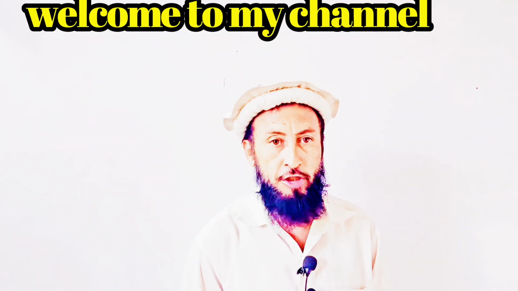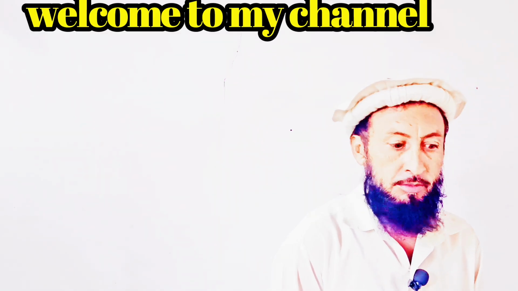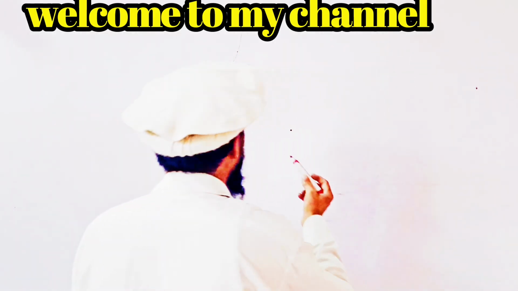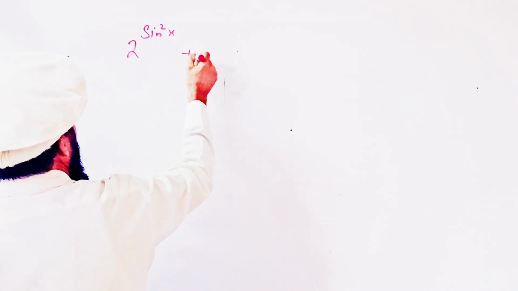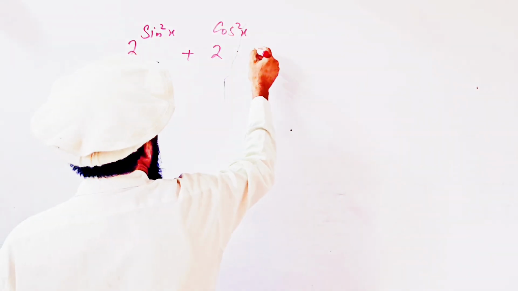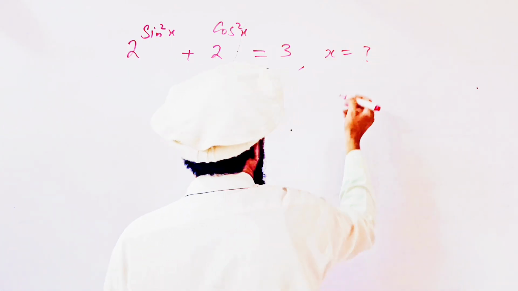Today we have a neat trigonometric question for you. This question is very interesting. Let's start: 2 exponent of sine square x plus 2 exponent of cos square x is equal to 3. How do we find the value of x, which is unknown?